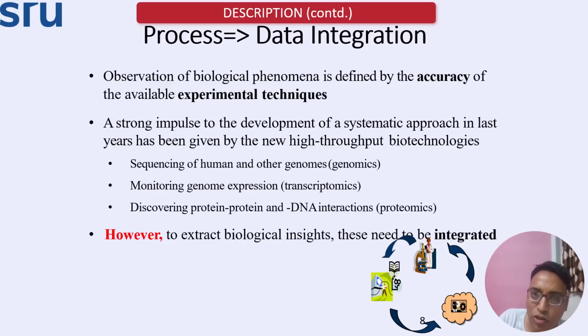Observation of biological phenomena is described by the accuracy of the available experimental techniques. A strong impulse to the development of systemic approaches in the last years has been given by the high throughput technologies for genomics, transcriptomics, and proteomics. They have resulted in a large amount of data, and all this data is linked together, as I've shown in this diagram earlier as well, to get us the required output. So data integration is the key step here.